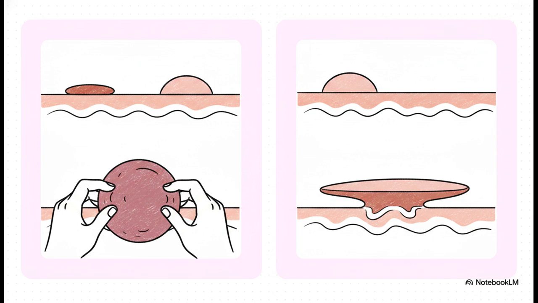Now pay attention to nodules and plaques. They are both over a centimeter, but the big difference is in the geometry. A nodule has real thickness and depth to it. You can really palpate it between your finger and thumb. A plaque, on the other hand, is wide and flat-topped. Its diameter is just much, much greater than its thickness.